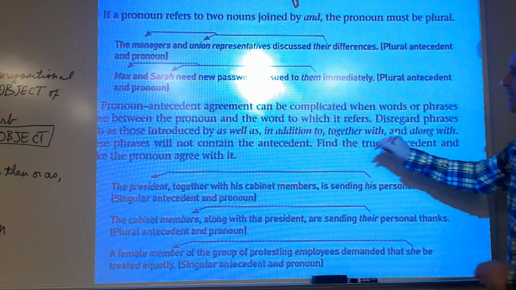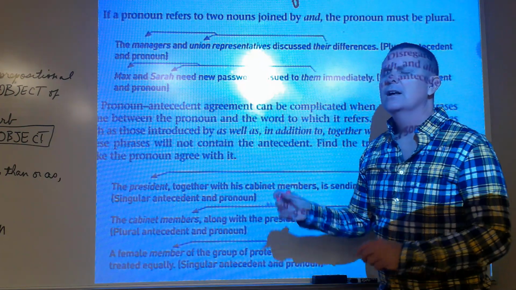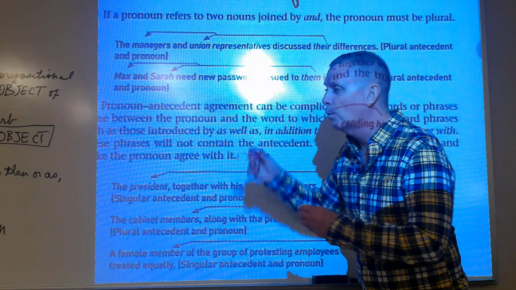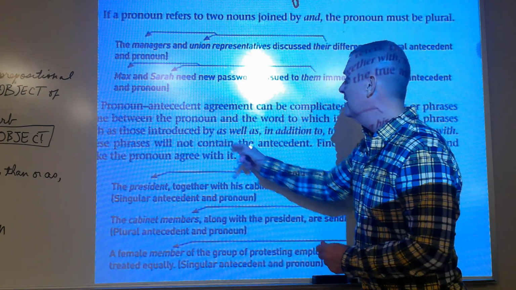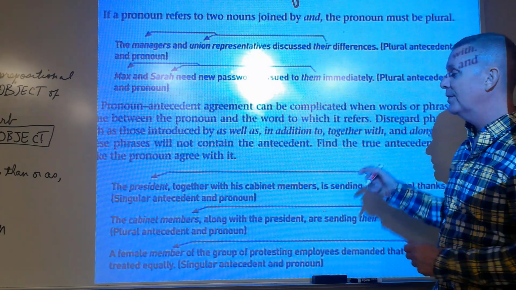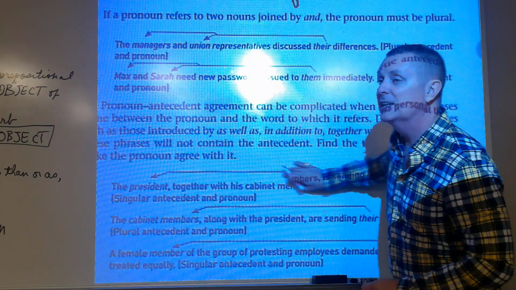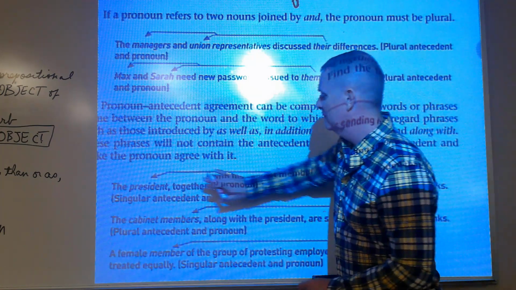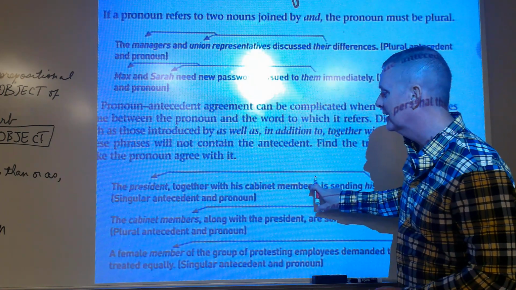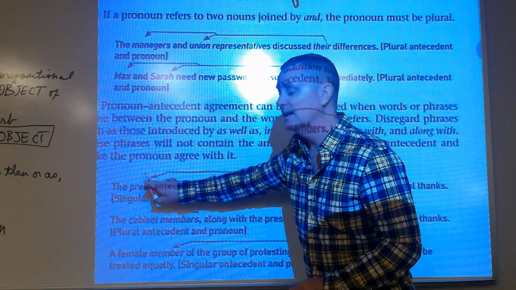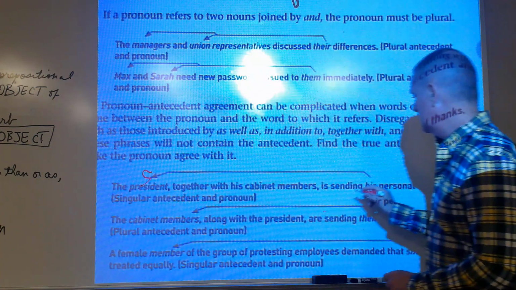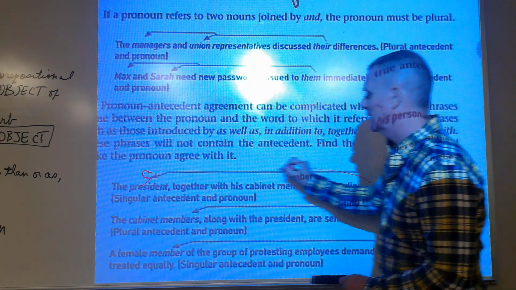Okay, then whenever you have compound subjects that are complicated with words parenthetically inserted that begin with as well as, in addition to, together with, and along with, completely disregard it. Don't pay attention to together with his cabinet members, which suggests plurality. Look at the word president. President is singular, so we need a singular pronoun to refer to it.